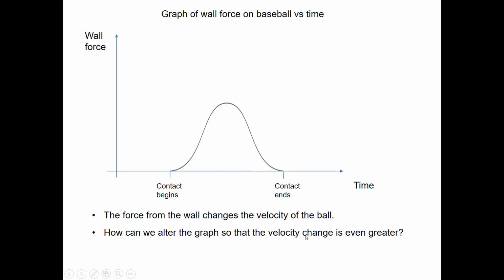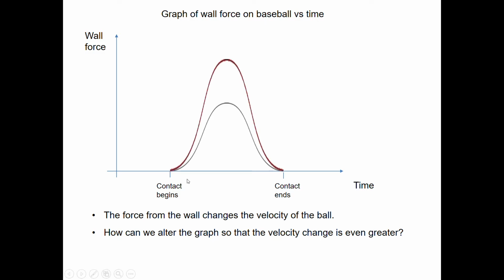Now, the effect of the force acting on the ball for that period of time is that it changes the velocity of the ball, or we could think of it as changing the state of motion of the ball. And I want to ask another question about this graph, which is qualitatively, how might we change the graph, draw a different graph, so that the velocity change of the ball is even greater? In other words, how could I alter this graph to make it so the ball goes even faster in the final state? And there are usually two answers people give, and both of them are reasonable.